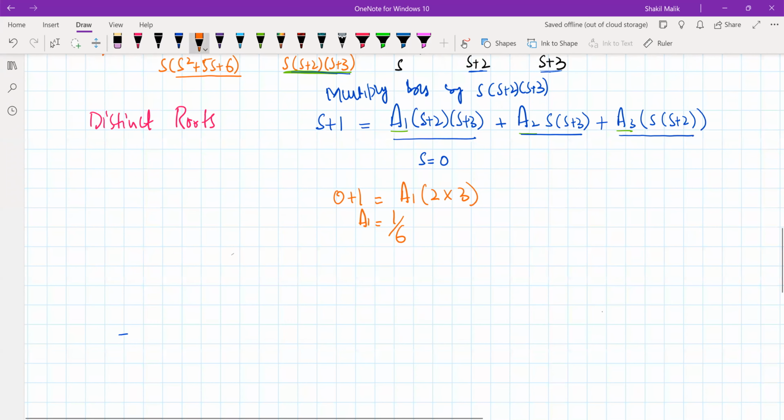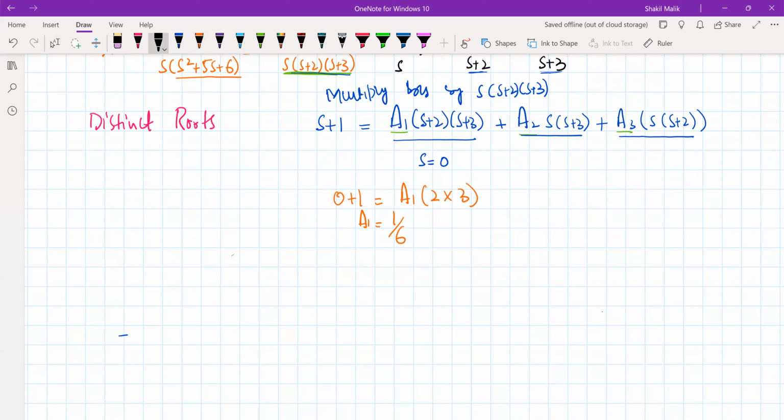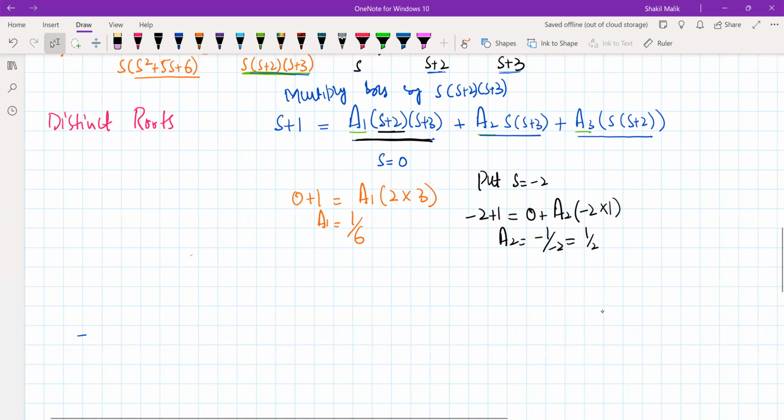Now to get the value of a2, what we'll do, we'll make s equal to minus 2. Once we put s equal to minus 2, it will be minus 2 plus 1. Now this term will be equal to 0. You can check it. When you put s equal to minus 2 here, this term is 0. So it is 0 plus a2, s is minus 2, then it will be minus 2 plus 3, that is equal to 1. So a2 will be simply equal to minus 1 divided by minus 2, that's equal to 1 by 2. So a2 we have found.